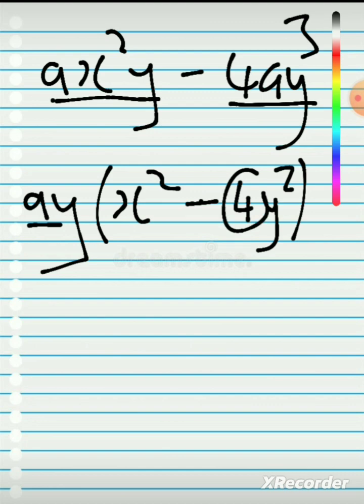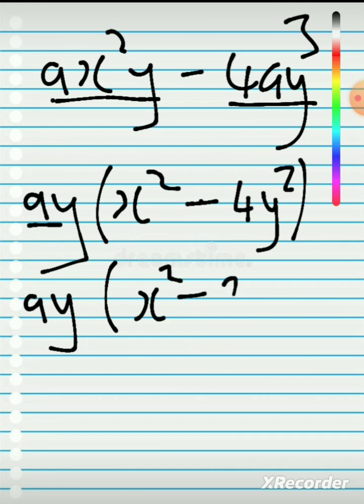of two squares. This is a square number. It has a square root. It can be written as 2 to the power 2. Okay, so it's difference of two squares. So this is x to the power 2 minus 4, it's 2 to the power 2, y to the power 2, right? 2 to the power 2 is the same as 4.